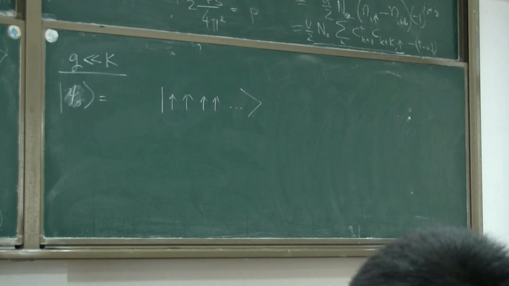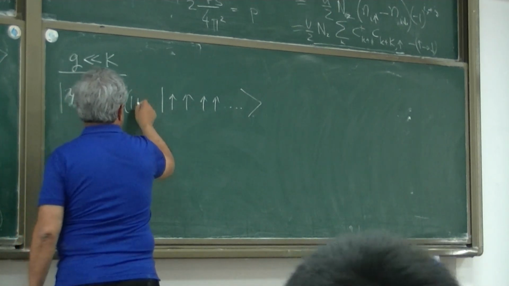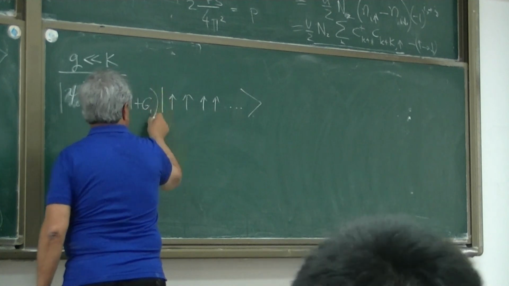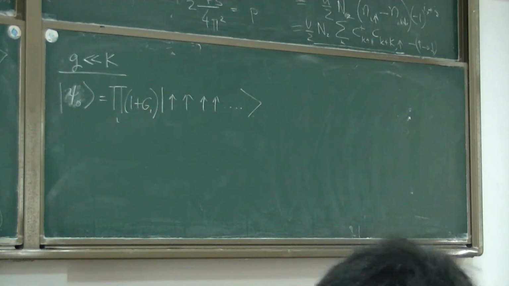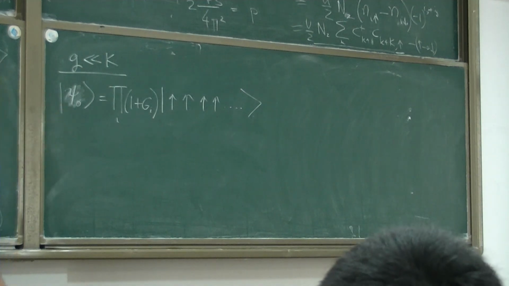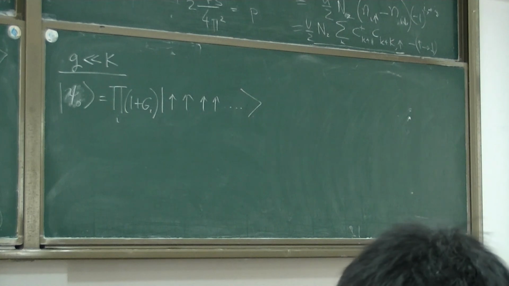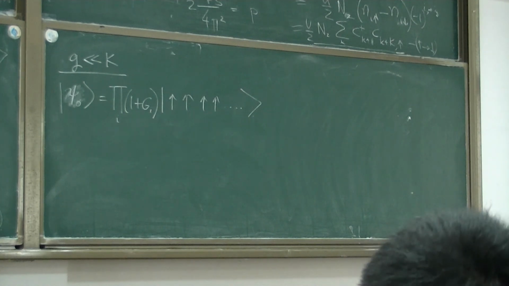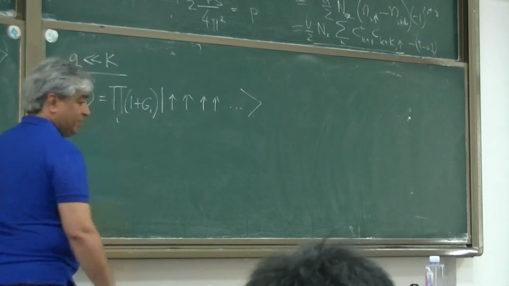But it's easy to fix that. You just put a product over i of 1 plus Gi here, and that's good. Now you can check, because of Gi squared equals 1, that this is still true for this state. So that's the unique ground state in this limit, on the infinite lattice, where G is much smaller than K. Now, what are the excited states?